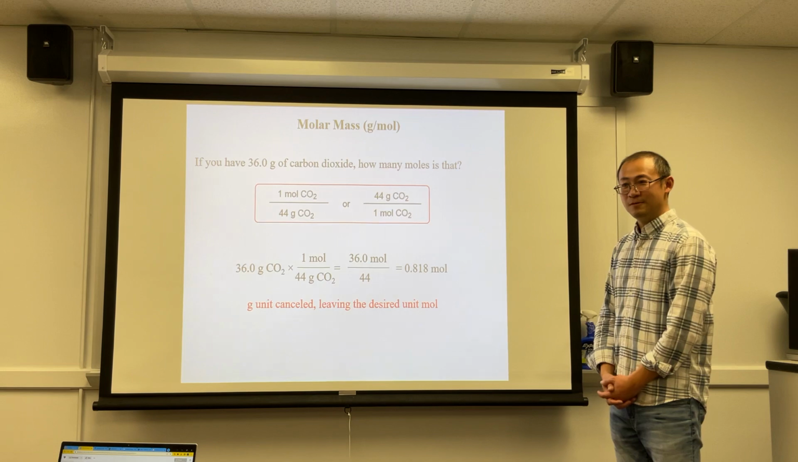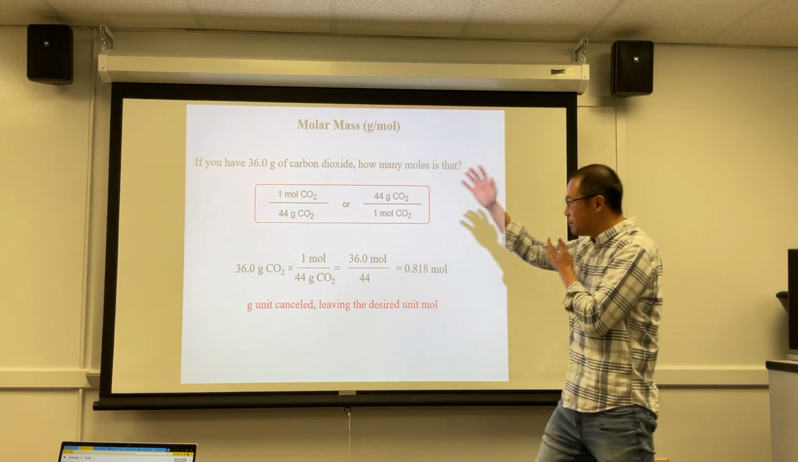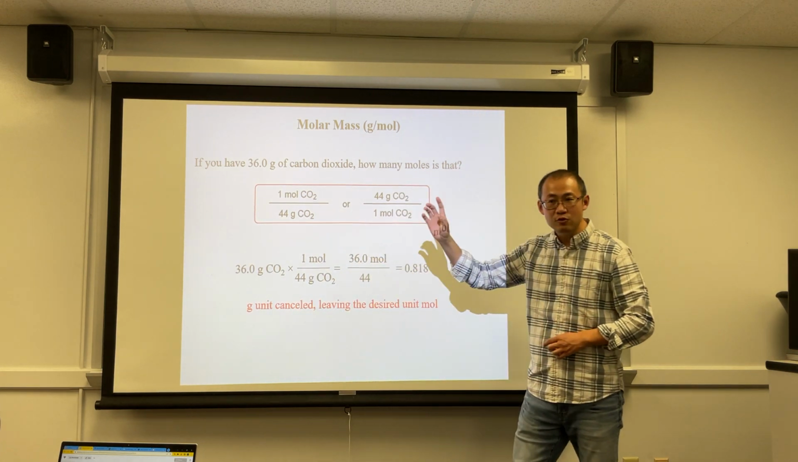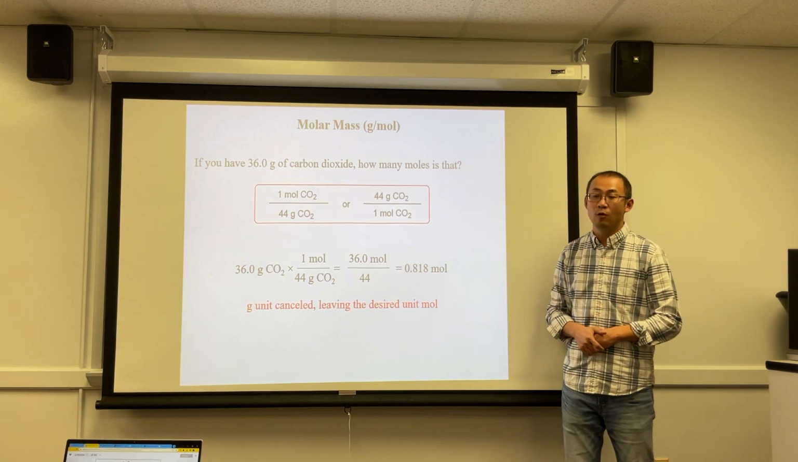Does it make sense? Yes. Okay, again, always the same method. You multiply something to cancel some unit you don't want, then get the unit you want.